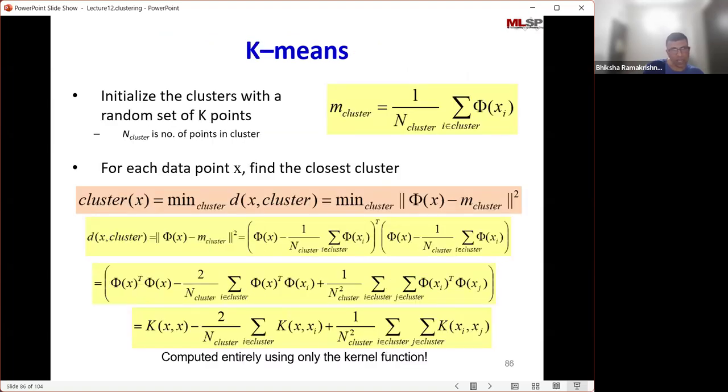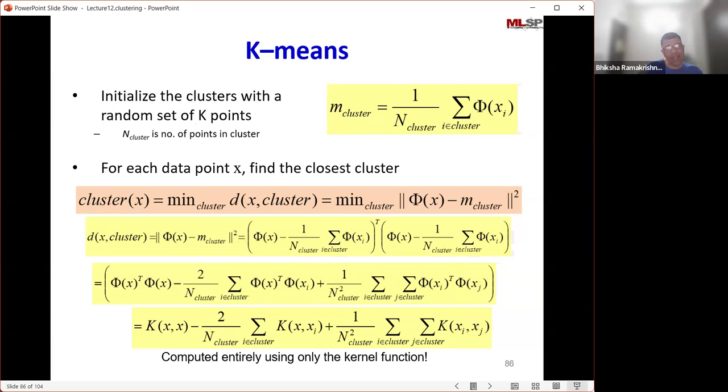So here's how we're going to perform k-means in this high dimensional space. We're going to initialize the clusters. In standard k-means, you initialize the centroids of the cluster. Here you initialize the cluster. You say these data points belong in one cluster and those belong in another cluster.